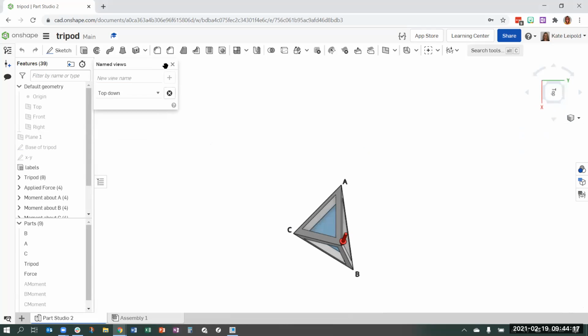All right, from this top view, with my X and Y axes turned on, we can see that it's not a symmetric tripod, right? We have an idea of the points A, B, and C, and here's the force applied up at the top.